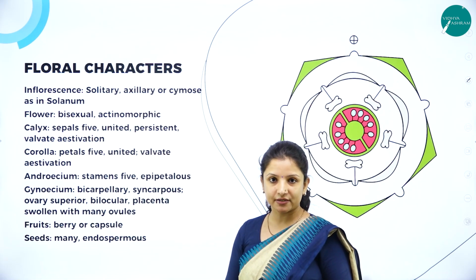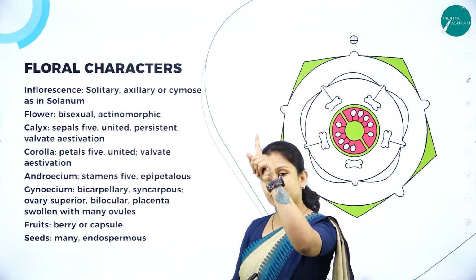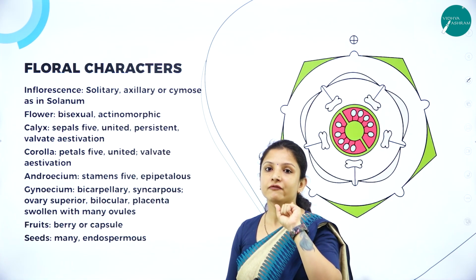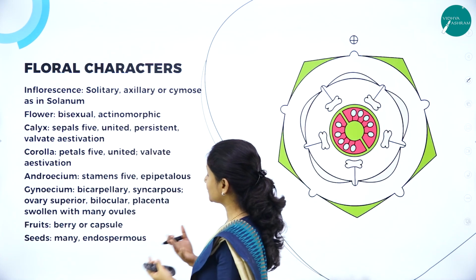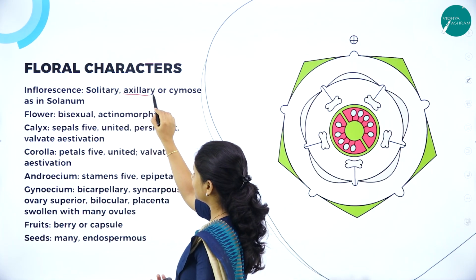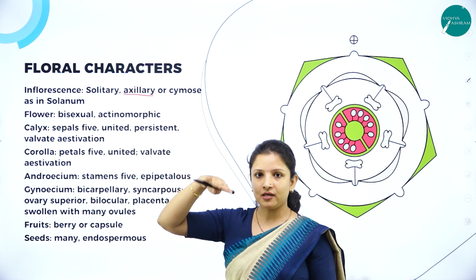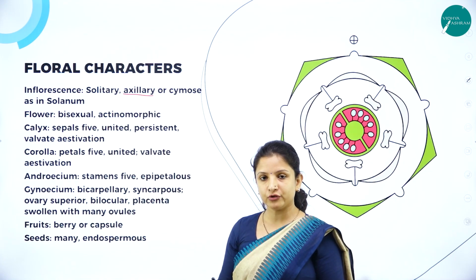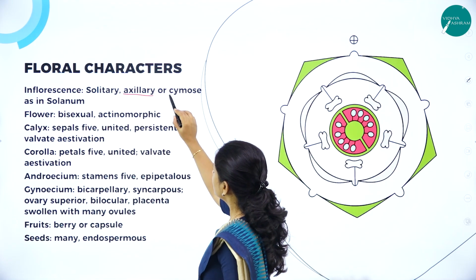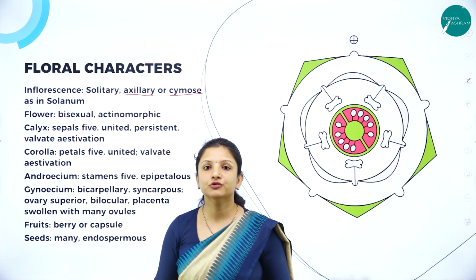Inflorescence can be either solitary, wherein at the tip of the stem or the floral axis only one flower will be produced. It can be solitary or it can be axillary. At the tip of the stem only they will be produced. They can be cymose inflorescence.